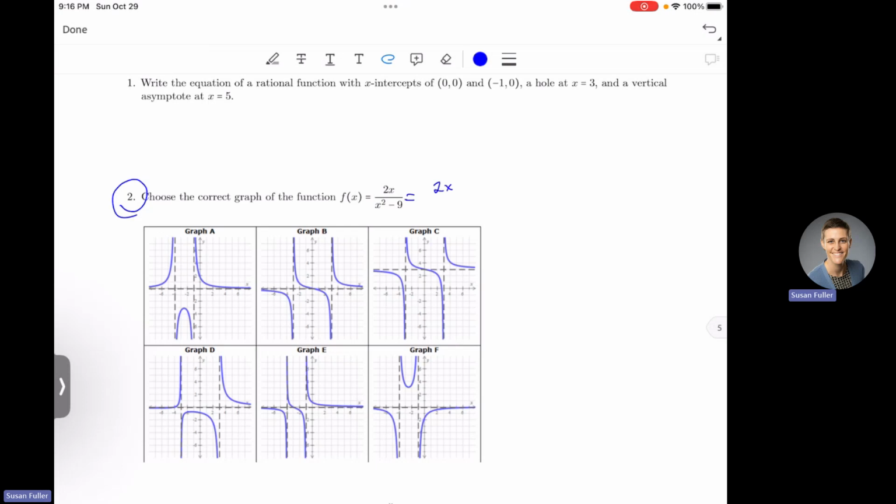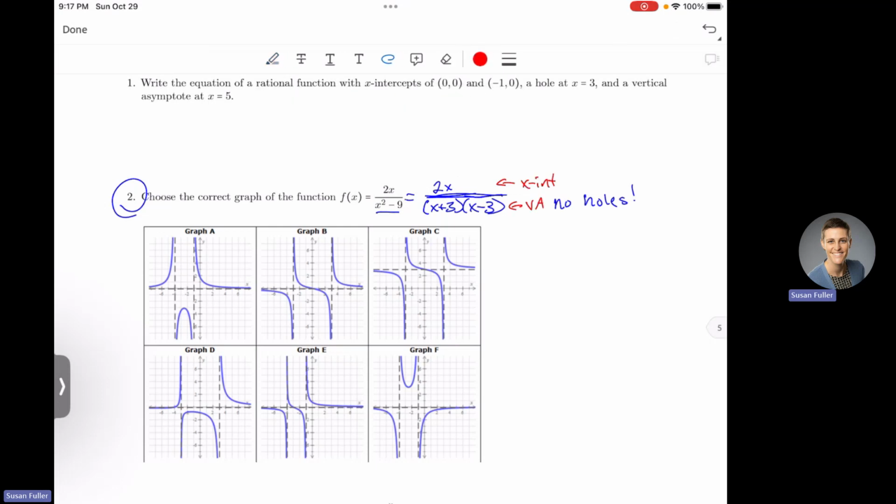The top is already factored. That's just 2x. And then x² − 9 is a difference of squares, so this factors into (x + 3)(x − 3). Then we're going to use this factored version to identify holes, x-intercepts, and vertical asymptotes. There's no canceling here, so there are no holes, and I've got no simplifying to do. Once we have identified holes and canceled, anything left on top tells us our x-intercepts, and anything left on the bottom tells us our vertical asymptotes.